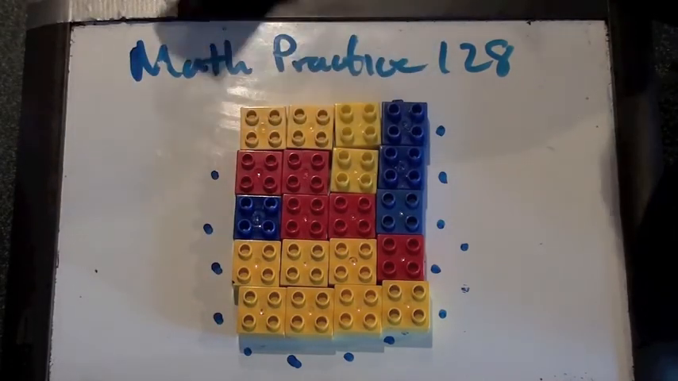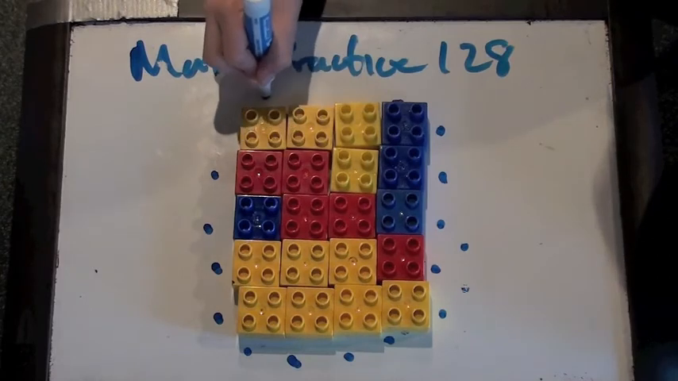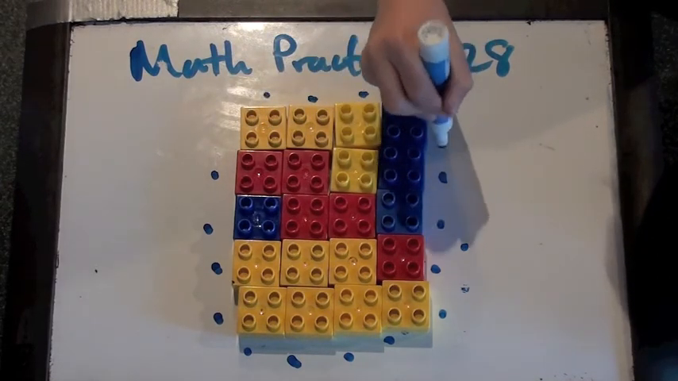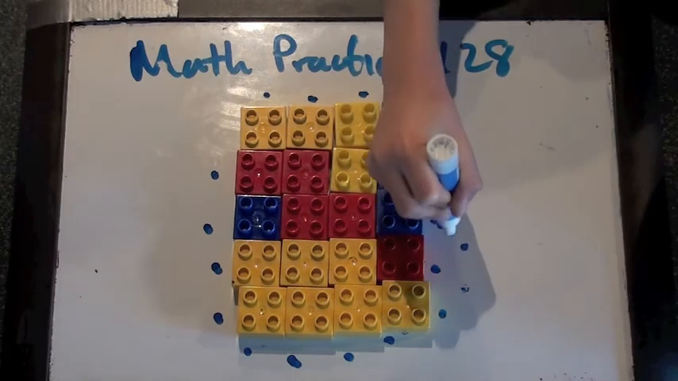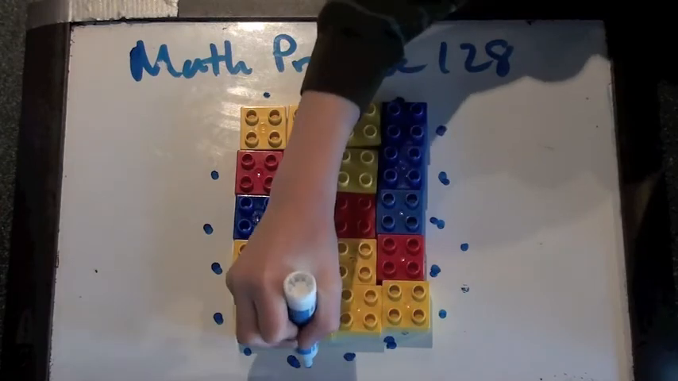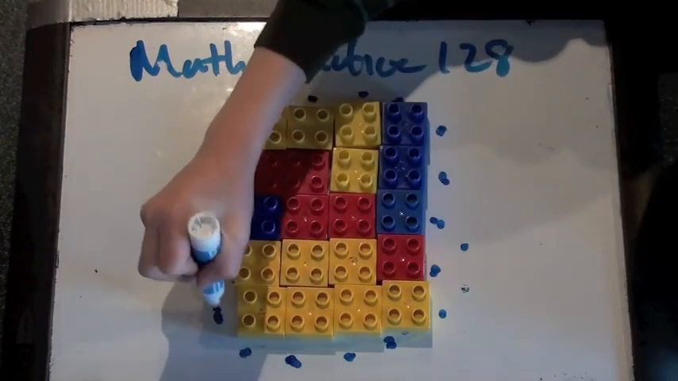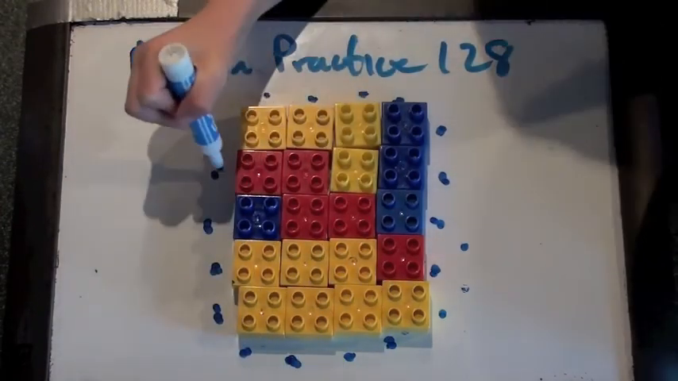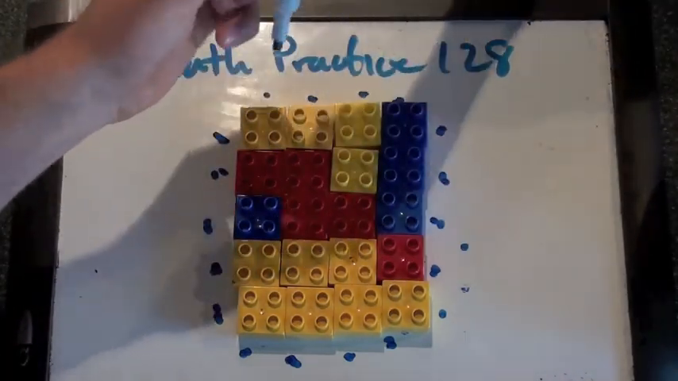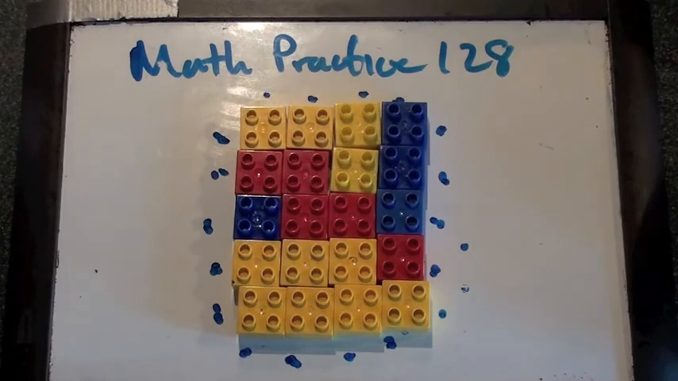Go ahead, you can just mark the same dots. 1, 2, 3, 4, 5, 6, 7, 8, 9, 10, 11, 12, 13, 14, 15, 16, 17, and 18. Whoa. Well, there we go. So we found something, and I think this is the biggest shape.